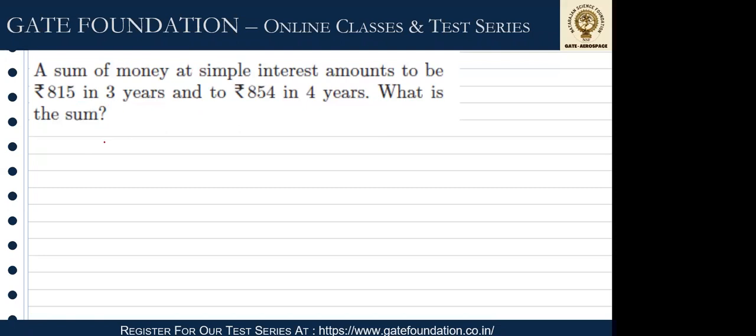So let's see. First case, 815 is the amount minus principal, that is your interest, is equal to P into R into 3 by 100, right? Because amount minus principal is interest. ये पहली इक्वेशन हो गई. The second equation becomes 854 minus P is equal to P into R into 4 by 100. It is the same question that we have solved earlier, right?